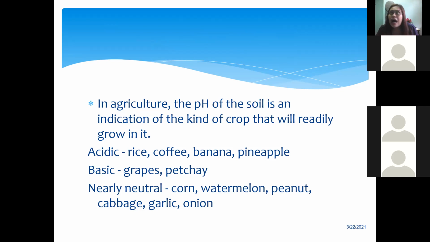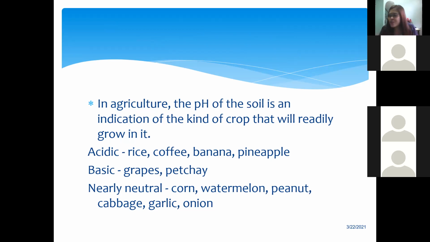If the pH of the soil in a place is acidic, then these are examples of plants that are suitable to grow. For example, rice, coffee, banana, pineapple, these plants thrive more on acidic soil. And for basic soils, examples are grapes and pechay. And then we have nearly neutral, not exactly 7, but nearly neutral. We have corn, watermelon, peanut, cabbage, garlic, and onion.